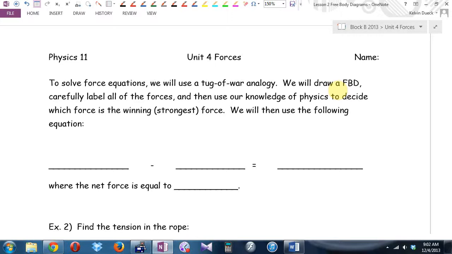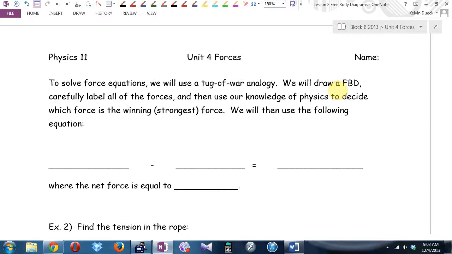We're going to be solving force problems, force questions. And what we're going to do is use a tug-of-war analogy. You all know what a tug-of-war is, when two people are pulling on a rope? We're going to draw a good free body diagram. We're going to label all the forces. We'll figure out any ones that are missing using Newton's laws. And then we're going to use our knowledge of physics to decide which force is the winning force, which force is the strongest force. And we'll figure that out by saying, hey, which way is it accelerating? That's going to be the direction of the winner.